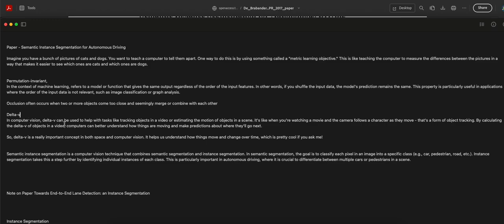And delta V. In computer vision, delta V can be used to help with tasks like tracking objects in a video or estimating the motion of an object in a scene. It's like when you're watching a movie and the camera follows the character as they move. That's a form of object tracking. By calculating the delta V of objects in a video, computers can better understand how things are moving and predict where they will go next. You have the speed and the direction, and then you predict where that object will be based on them. So delta V is a really important concept in both space and computer vision. It helps to understand how things move.